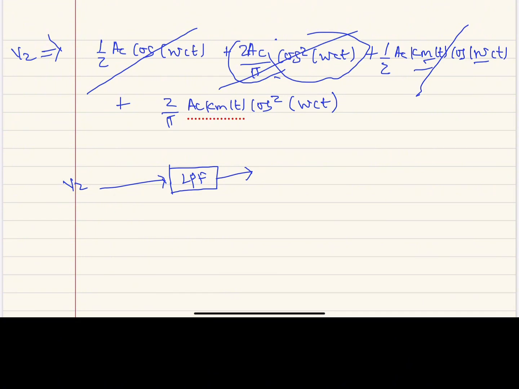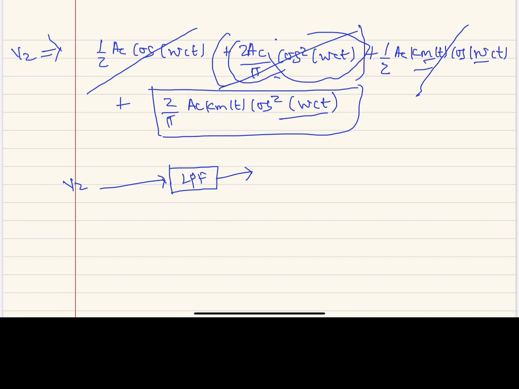This last one is 2 over pi A_C k m(t) cos squared omega_c t. Someone will say that it will be cancelled out because it contains the frequency of the carrier. But remember that this one can be simplified to get a constant and the other parts by using trigonometric identities. We didn't do that for this one because the low frequency signal, which is the message signal that we are interested in extracting, is not part of it. So we didn't do any simplification using trigonometric identities for it.